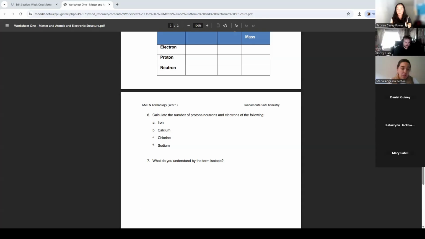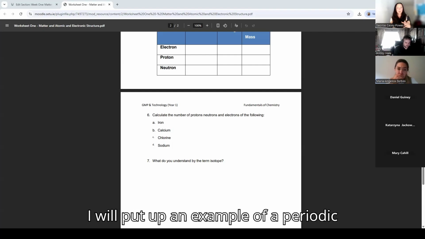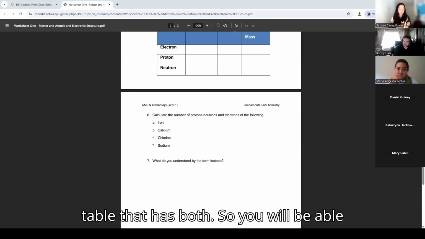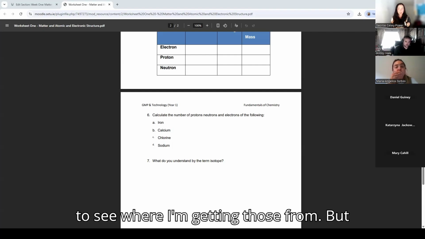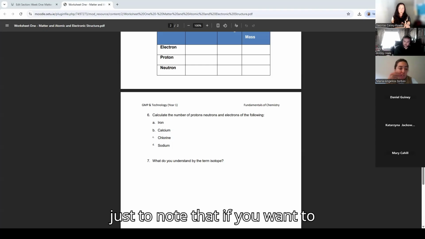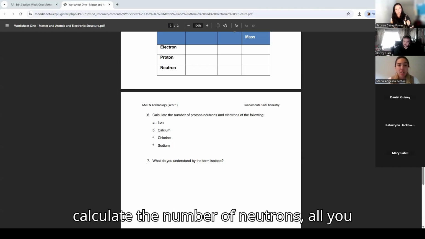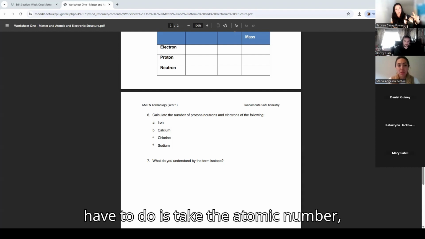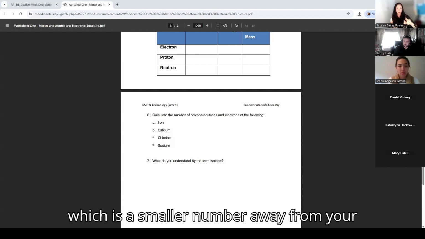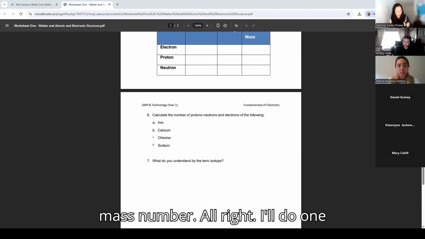Perfect. Just after this lecture, I will put up an example of a periodic table that has both, so you will be able to see where I'm getting those from. But just to note, if you want to calculate the number of neutrons, all you have to do is take the atomic number, which is the smaller number, away from your mass number. I'll do one more example of that then.